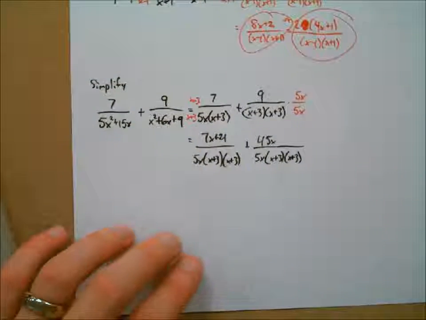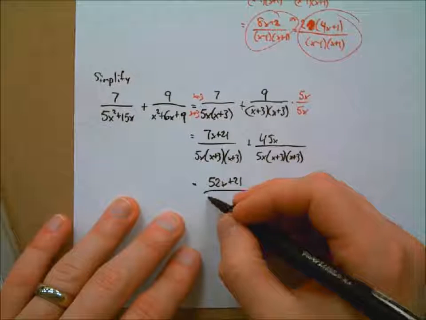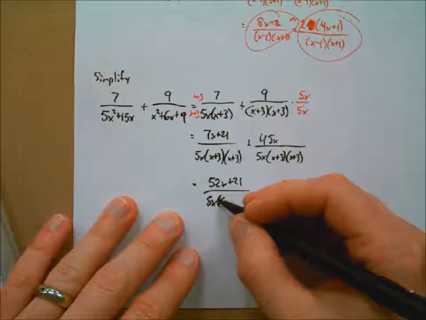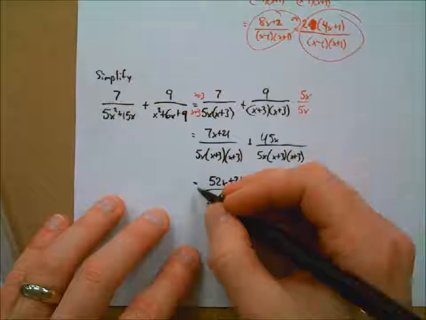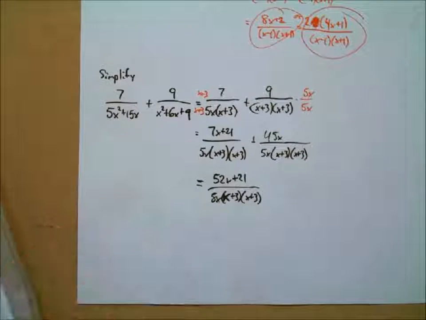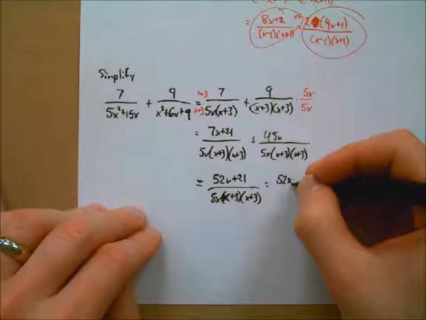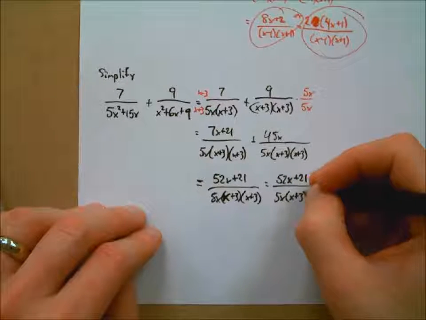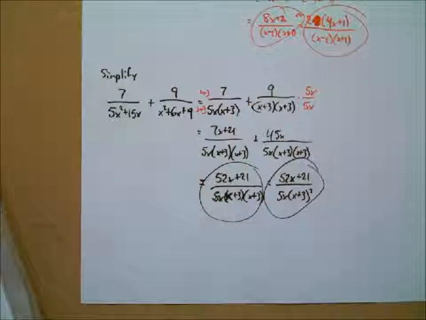And so we end up with that. Since we're doing x plus 3 times x plus 3, I could rewrite that, since we're multiplying x plus 3 by itself, as 5x times x plus 3 squared, if we wanted to. But either one of those is fine.